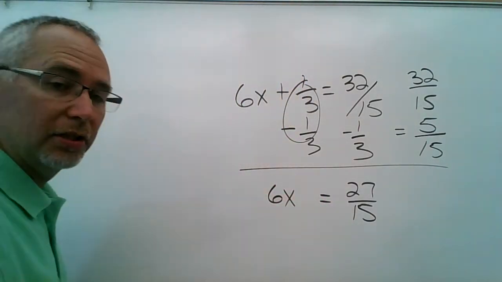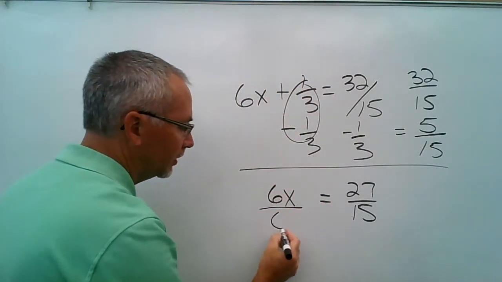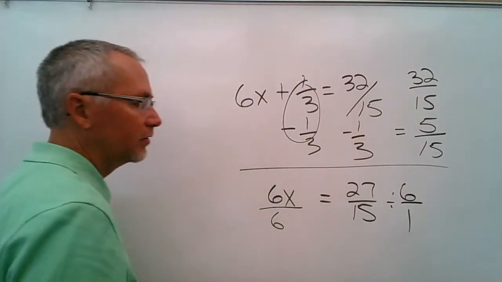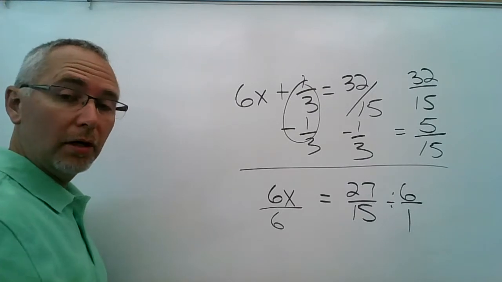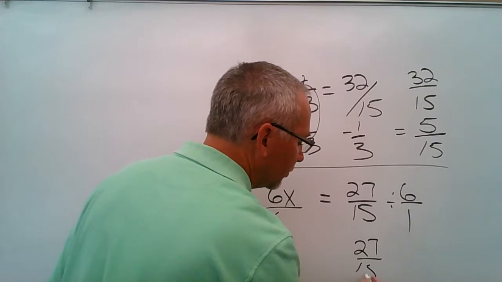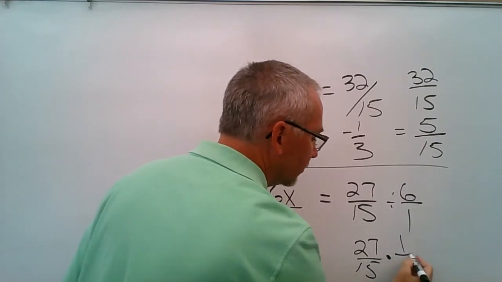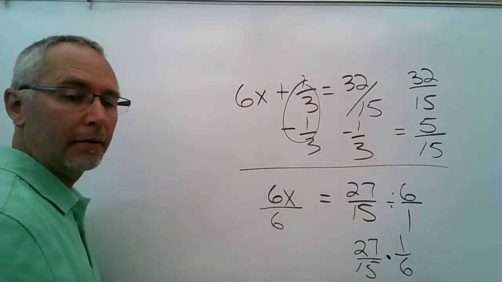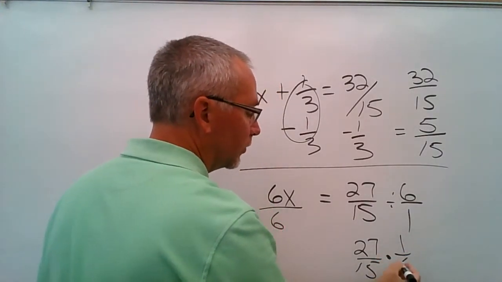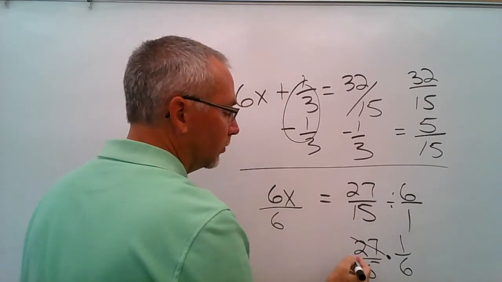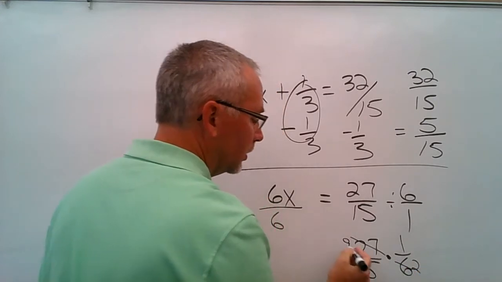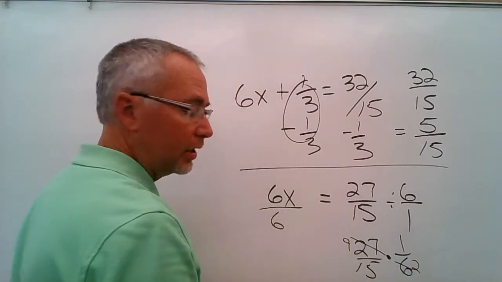Then I have to divide, so I'm going to divide by 6 on this side. I'm going to divide by 6 over here, which is the same as dividing by 6 over 1. Or if we know when we're dividing fractions, we are really multiplying by its reciprocal. And so 27 over 15 is times 1 over 6. We can cross cancel. We know that there are 9 3s in 27. 9 and 15 can simplify by 3 as well.